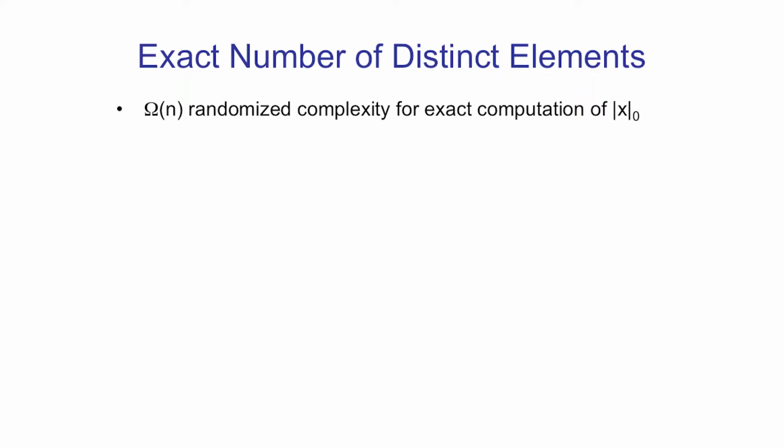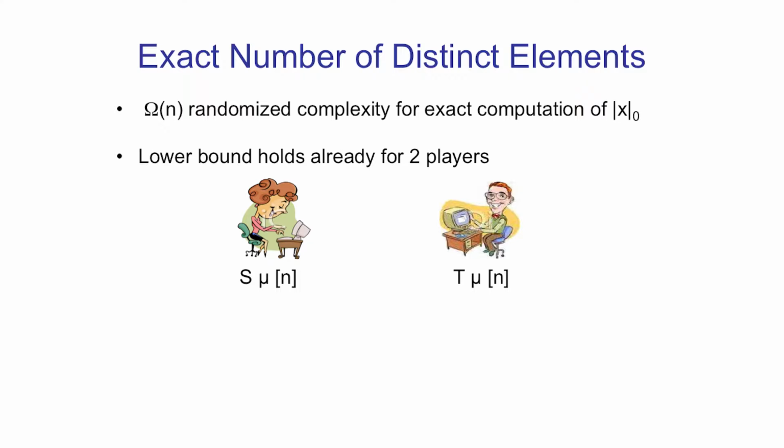So you can show that there's a linear in n randomized communication complexity lower bound already for 2 players. This is a direct reduction from the set disjointness problem. Just to go through it and introduce notation that we'll use later, you have 2 players, Alice and Bob, with sets S and T from a universe of size n.